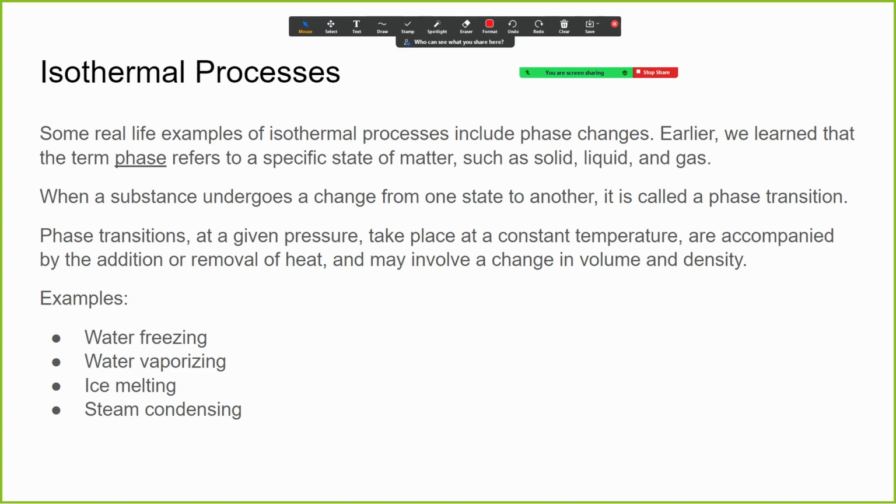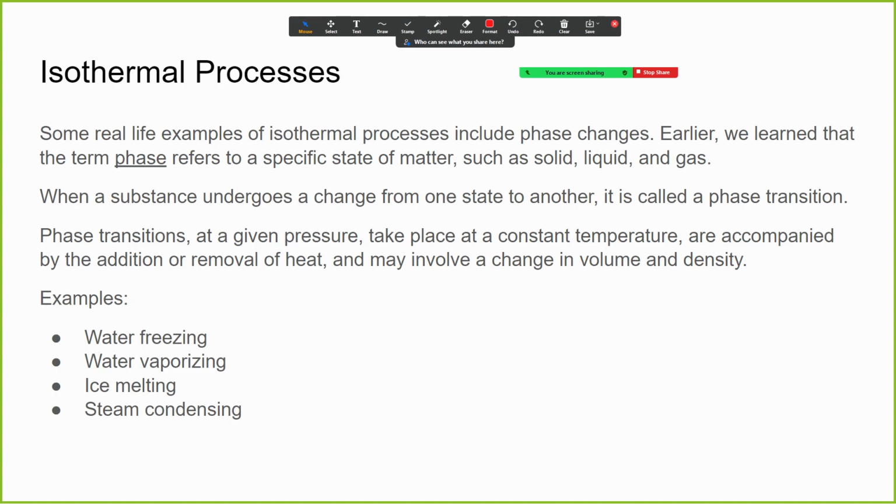So when we talk about phase changes, a lot of times we talk about water, because that's the one that we definitely see the most. In our very first lecture in AP2, I believe we learned that the term phase refers to a specific state of matter, one of those states being a solid, liquid, or a gas. So when a substance undergoes a change from one of those to another, it's called a phase transition.